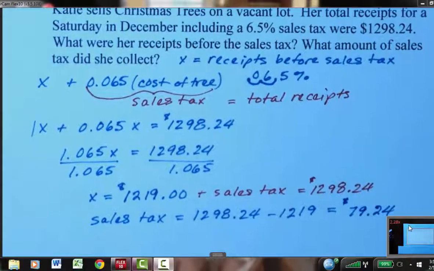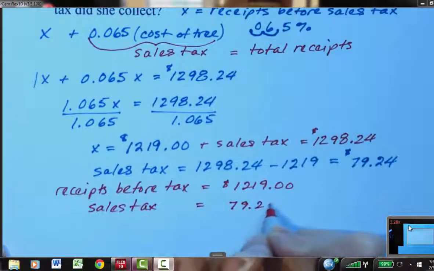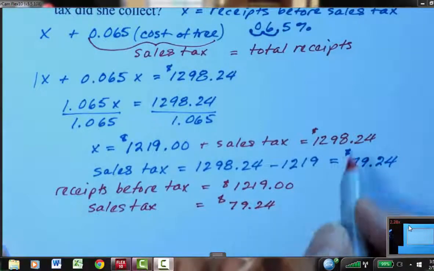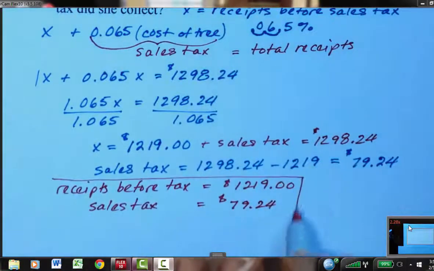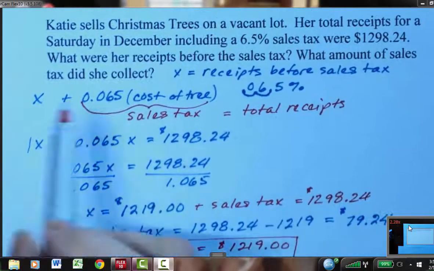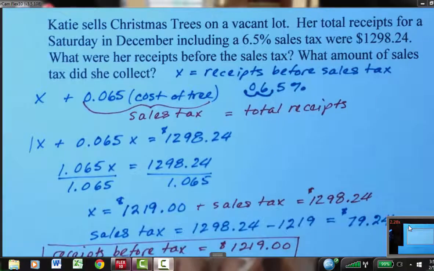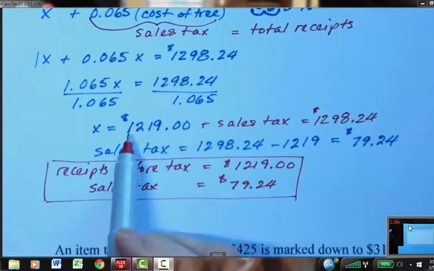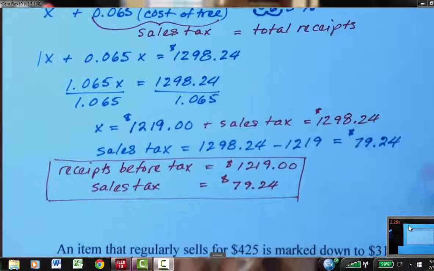So the receipts before the sales tax were $1,219, and the amount of sales tax collected was $79.24. If you add these two together, they should come back out to $1,298.24. So this is your answer to this problem. This is what we call an increase problem. We're taking the amount we had to begin with and increasing it by a percentage. Here we took in $1,219 and increased it with the sales tax to come up with our final amount.